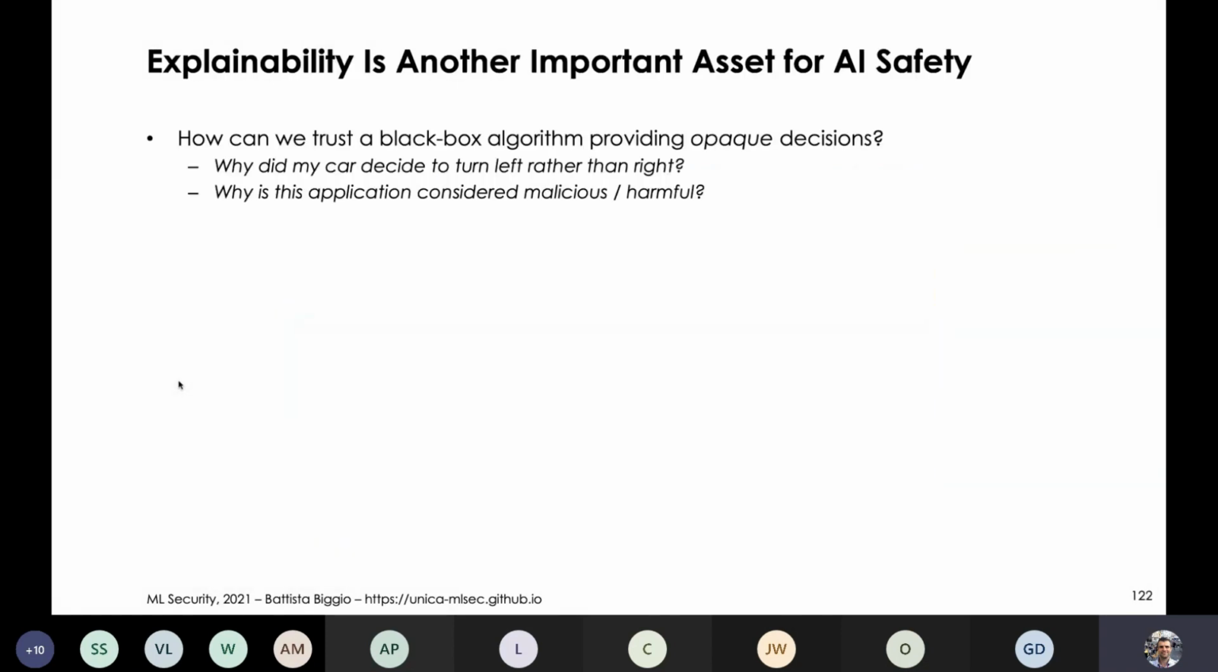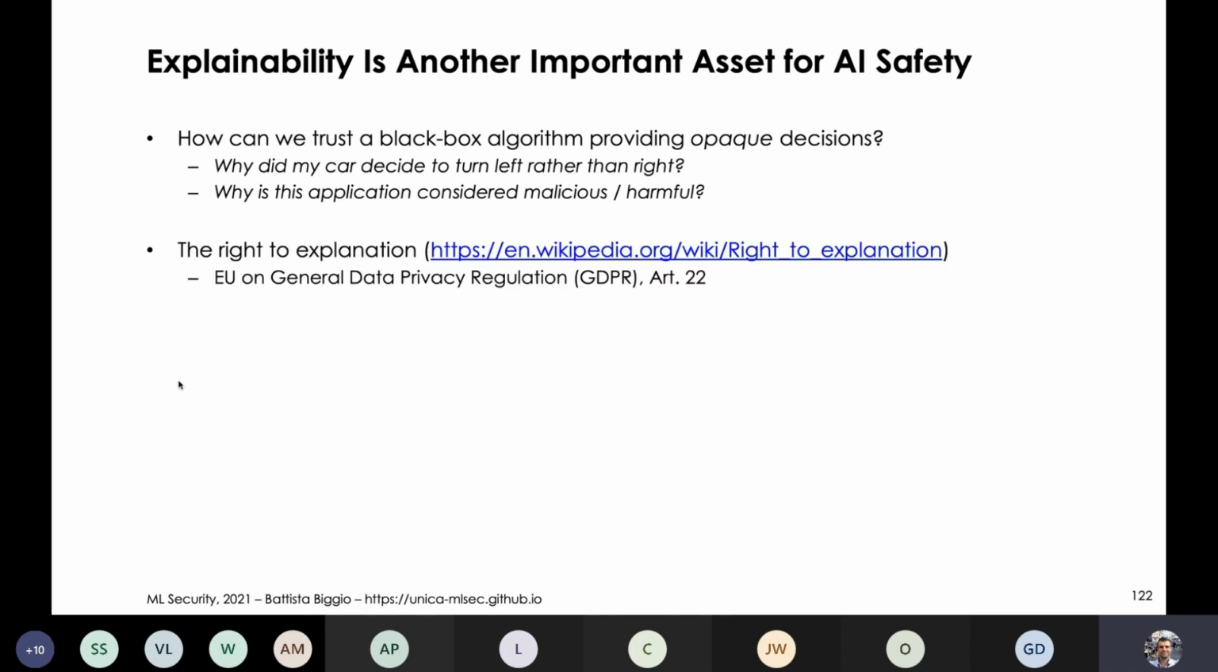So again, here it's important to understand when we can trust these algorithms. And so in this case, I'm trying to understand why the car decided to turn left rather than right, or why this specific piece of code or application is considered malware or not.